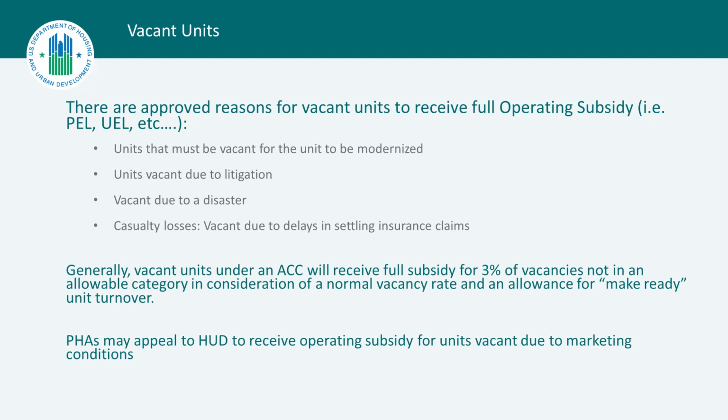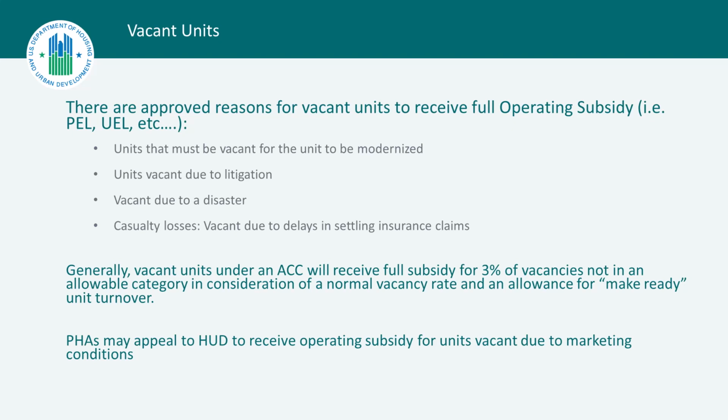The operating fund formula also provides for full funding for a limited number of vacancies, 3% of vacant unit months, or up to 60 unit months for a PHA with less than 100 units. This is considered to be a make-ready vacancy, or the period of time a unit must remain vacant in order to turn it over and re-rent it.